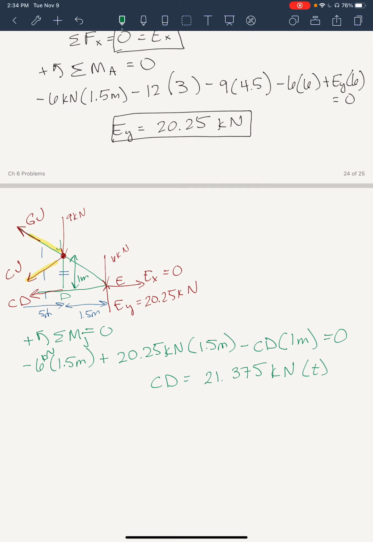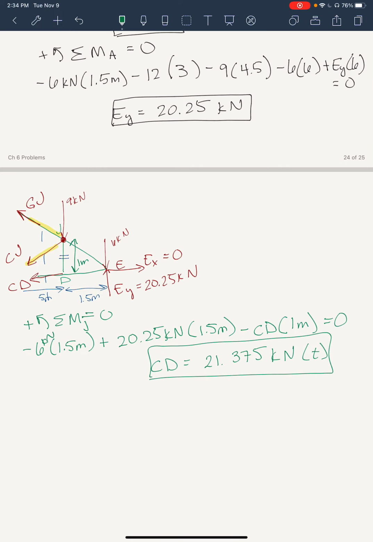And then, so that's one of the ones that we need to find. And then we can sum the forces in the x direction and the y direction. Both of the unknowns have x and y components, so we're going to have to do both. And we'll have 2 unknowns in each of them. So sum of the forces in the x direction equals 0.